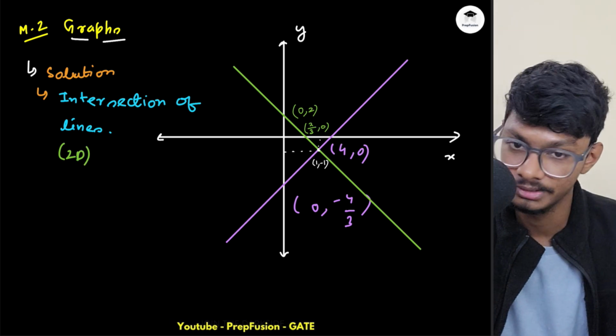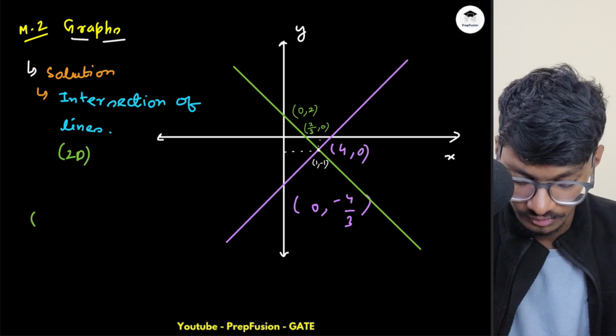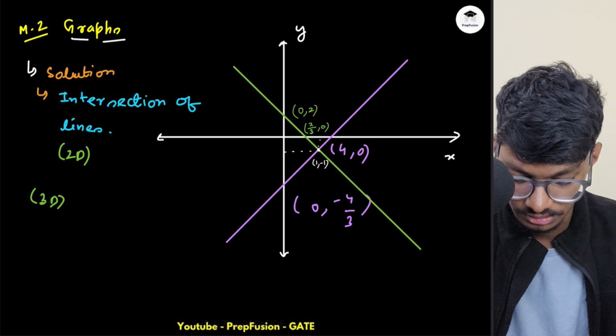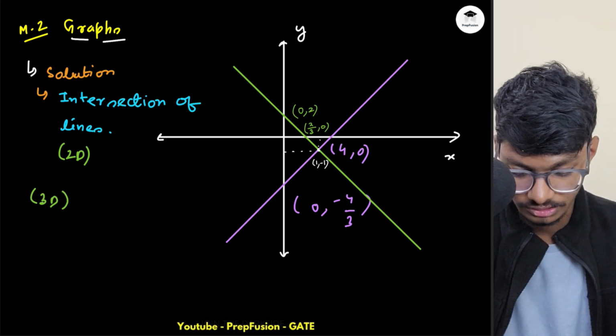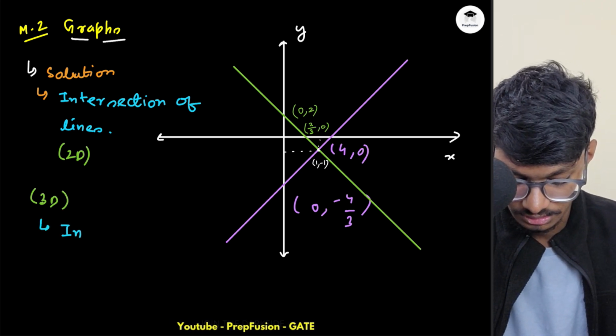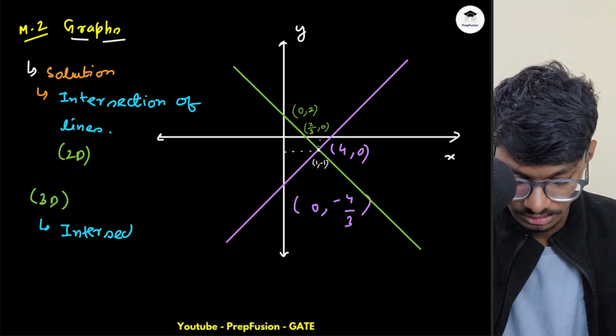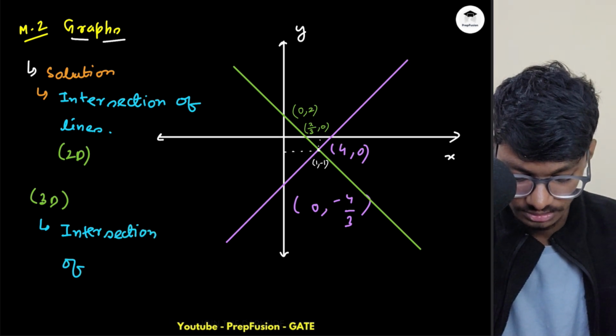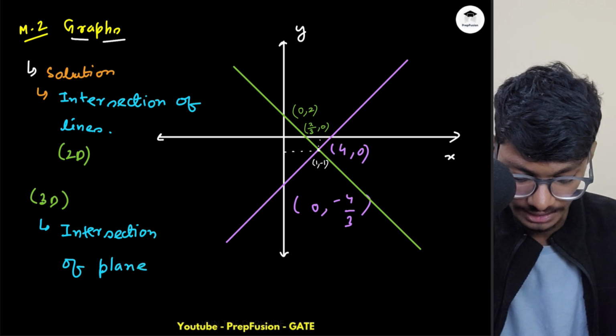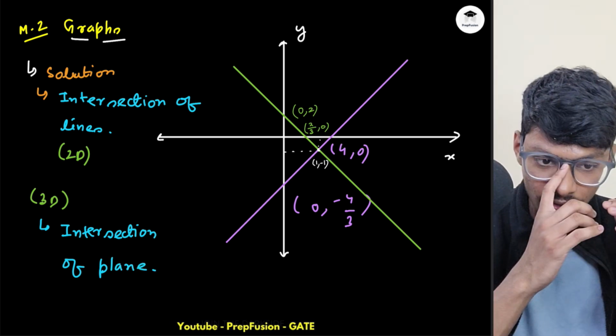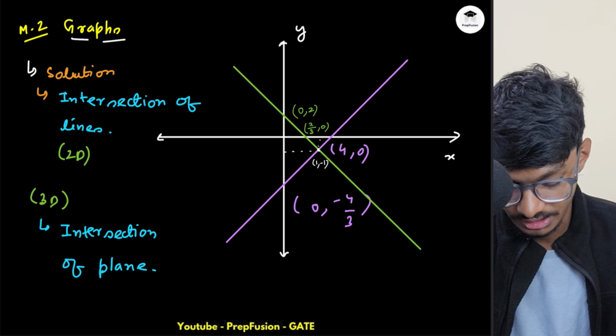Now for 3D, what will be the definition? For 3D, what we can say is the intersection of planes. There will be exactly one point where all of the planes will meet. Intersection of planes at a point.